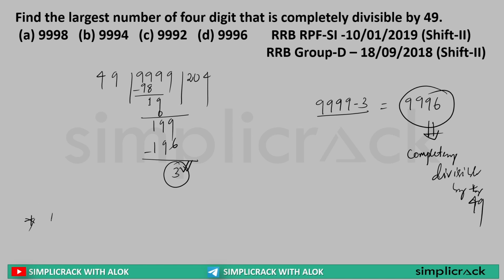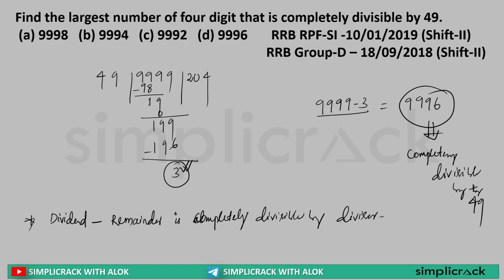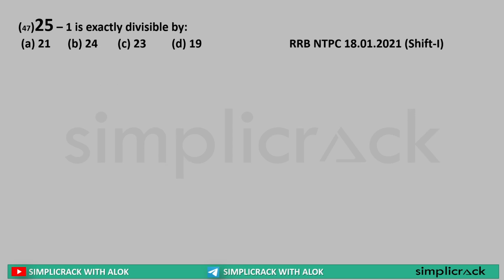So note down this thing, or I hope you know this. Let's say dividend minus remainder is completely divisible by divisor. Okay, remember this. Next, and this has been asked multiple times in the RRB examination, so you should be clear about this. Next, 47 to the power 25 minus 1 is divisible by what?